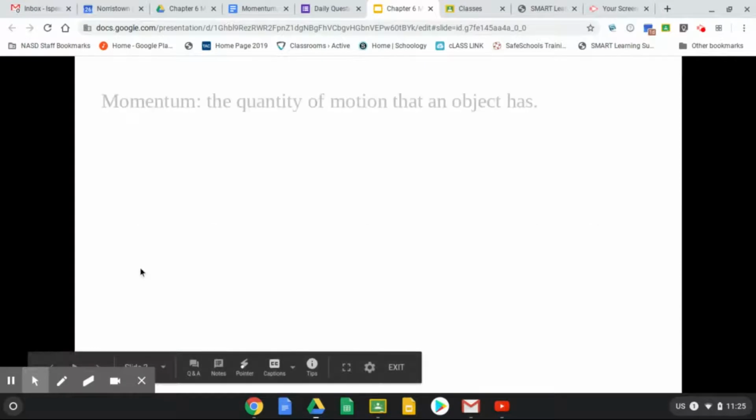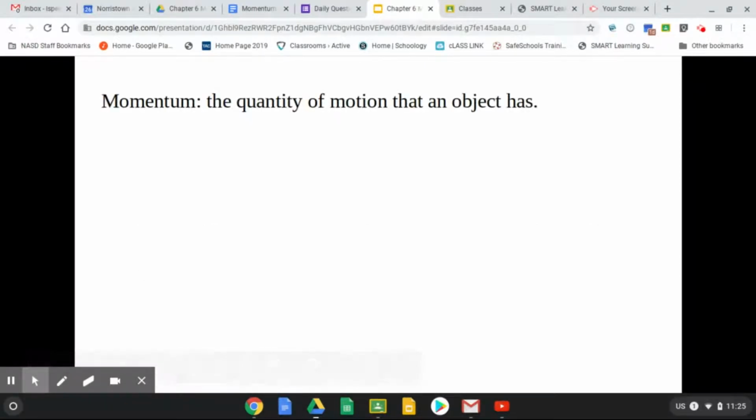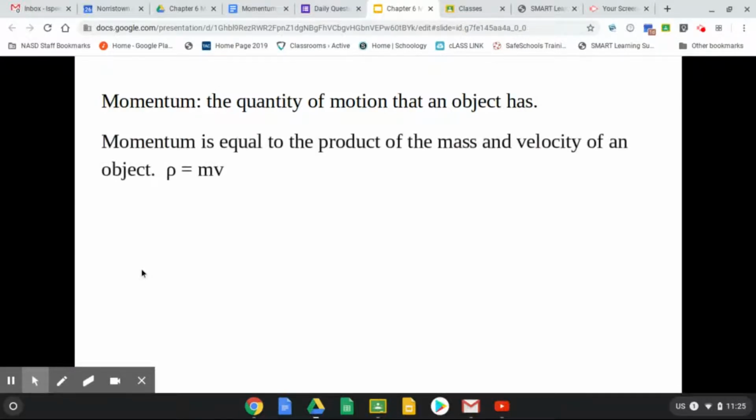First, what is momentum? Momentum is the quantity of motion that an object has. Okay, how much motion an object contains. A little bit strange. Momentum is equal to the product of the object's mass times its velocity. Okay, the object's mass times velocity.